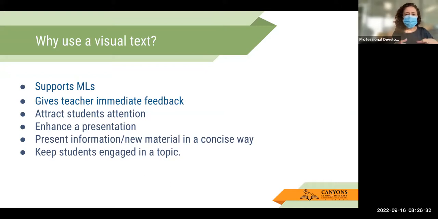So all those are, I mean, really good reasons why we use a visual text, and students will respond. They do respond to it more, in a more engaging way. So they are more inclined to get into the lesson. So we attract them into the lesson in order for them to be able to keep on going.